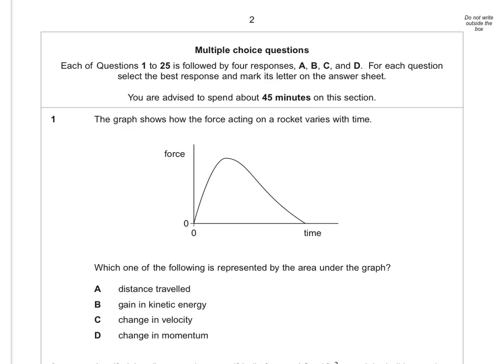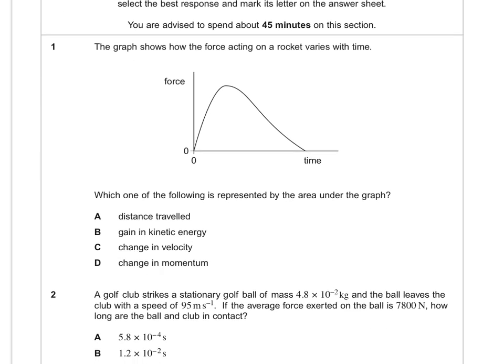Alrighty, so let's take a look at the June 2014 multiple choice exam. The first question shows how the force acting on a rocket varies with time. Which one of the following is represented by the area under the graph? The area under a force-time graph is the impulse, or the change in momentum, so that's going to be option D.